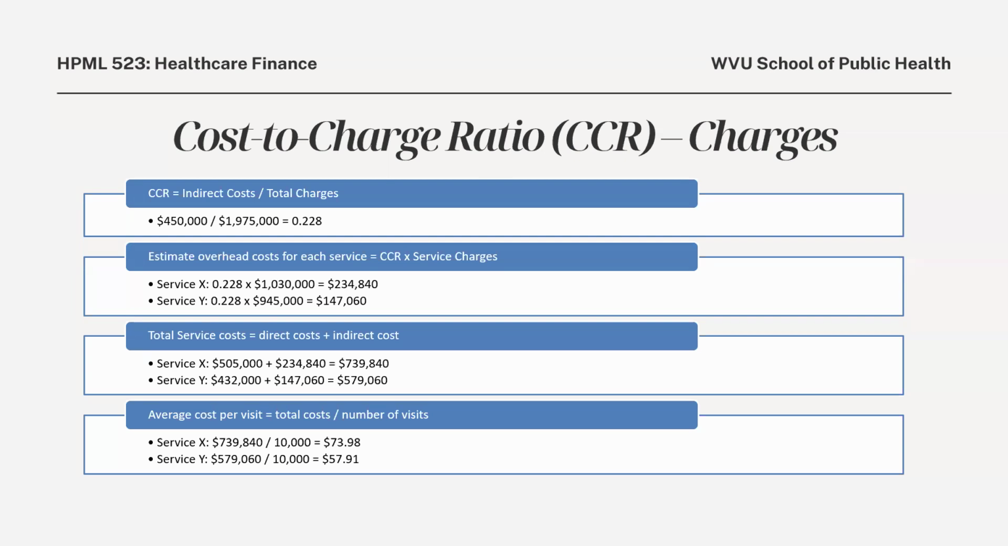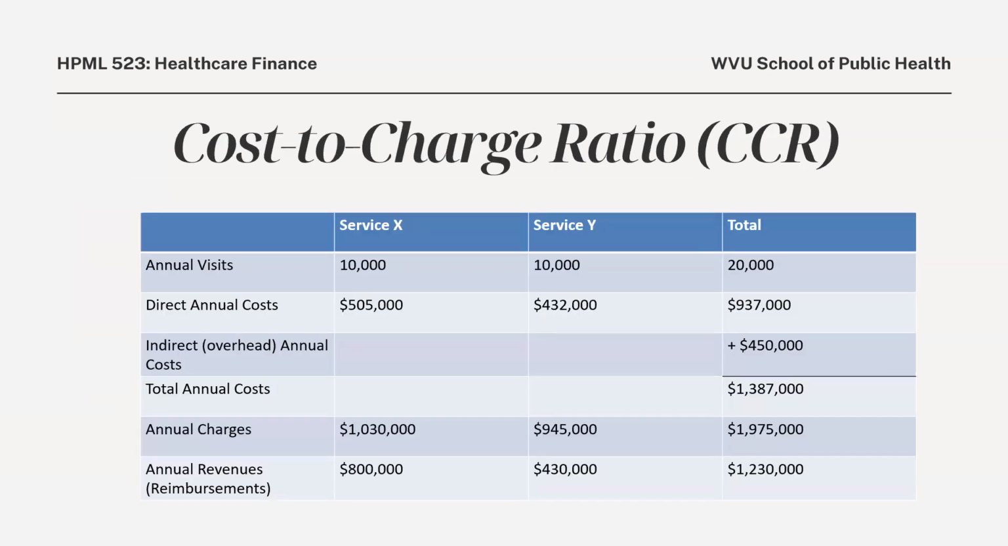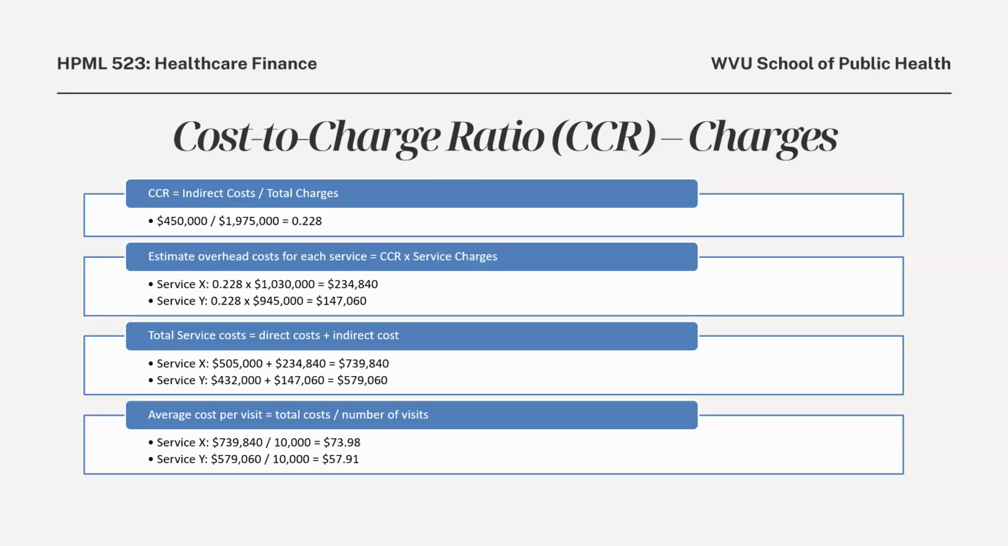For service X, you will get $234,840. And for service Y, you'll get $147,060. To then find your total service cost, you'll take your direct costs and add them to your indirect costs. Up above, you just found your indirect costs. So you'll take the values of your direct costs here on the side and add your indirect costs. For service X, that will be $739,840. In service Y, it is $579,060.